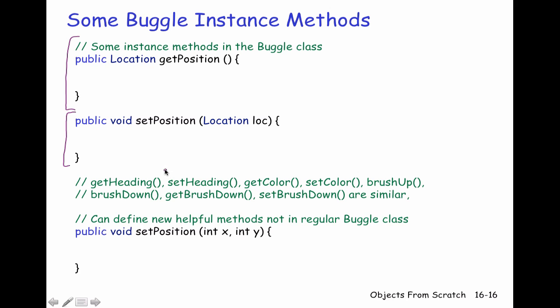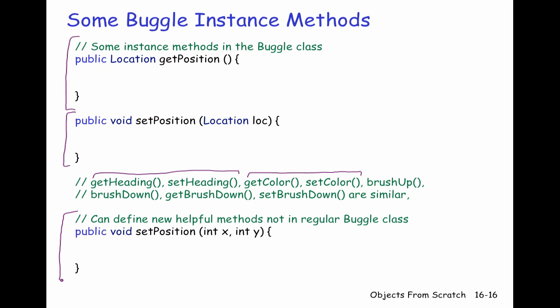And these two methods are representative of other similar methods that we will not write. For instance, the getHeading setHeading pair is very similar, or getColor setColor is very similar. So once we understand how to deal with getPosition setPosition, we'll know how to do many other simple Buggle methods. The third method we'll consider right now is not a Buggle method that you are familiar with, but it's one that we could add to the Buggle class if we wanted to.